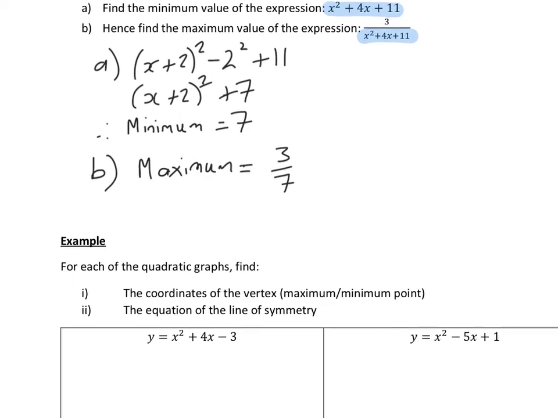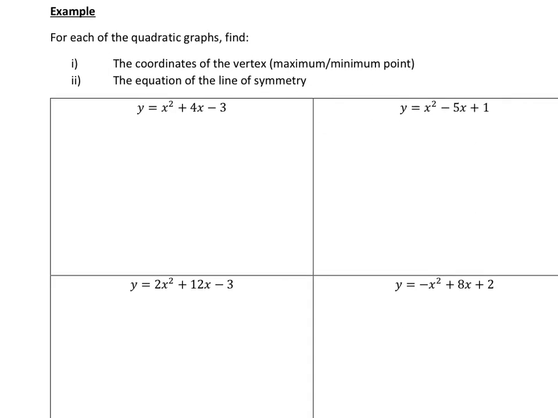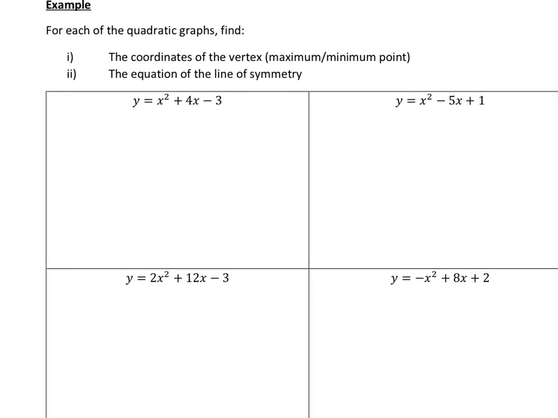Another thing we can do with completing the square is use it with our quadratic graphs. We can use it to find coordinates of the turning point, so the maximum and the minimum, and we can find the equation of the line of symmetry. So again, I'll do one, and you can do one. So x squared plus 4x minus 3.